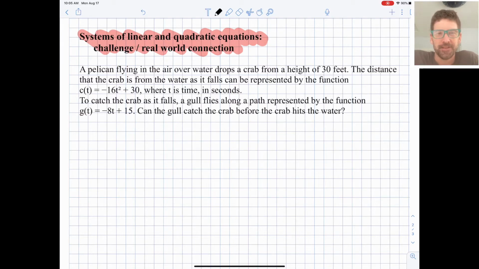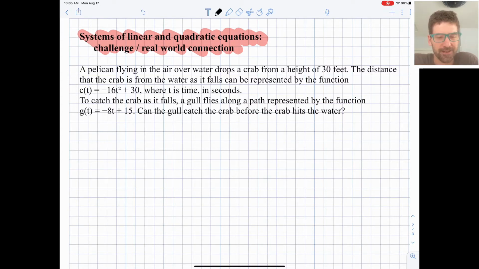All right, this is the next video in our work on quadratic functions, specifically looking at systems of linear and quadratic equations. And here, this is a challenge in a real-world connection problem. I encourage you to pause this video and try it on your own, and then check back in and see how you did.